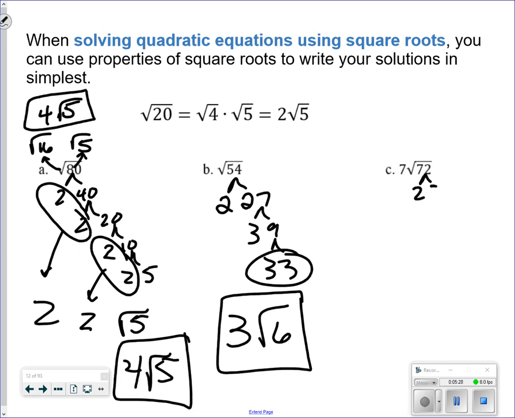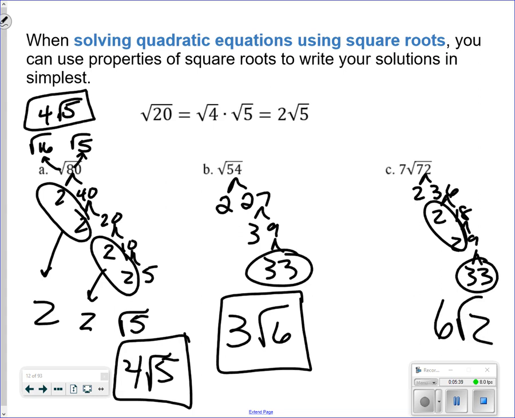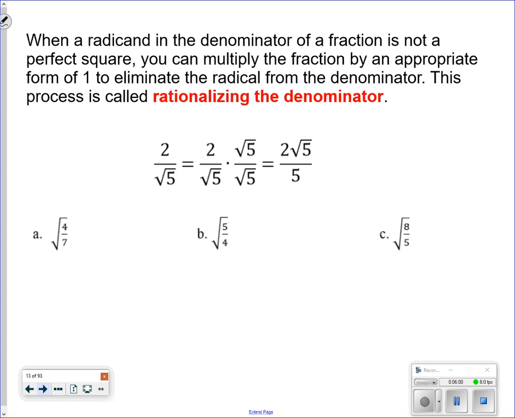72. 2 times 36, 2 times 18. Again, I'm breaking this down into its prime numbers. Pair of 3's, pair of 2's make 6 on the outside, 2 on the inside, but there was already a 7 out there, which makes 42 square roots of 2. So don't forget about the coefficient out in front. After you have done your factor tree and your simplifying of the radical, then multiply the outside value by the coefficient.